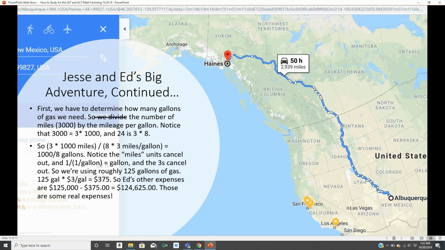So we're using roughly 125 gallons of gas. 125 gallons times $3 per gallon is $375. So Ed's other expenses are $125,000 minus $375. So that's $124,625. Wow, those must be some real expenses.